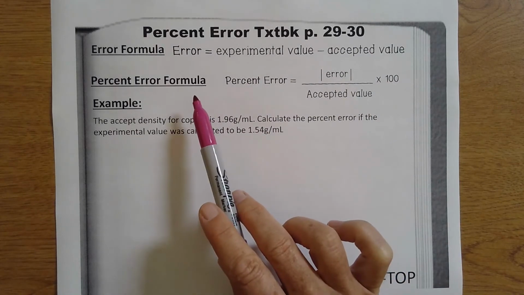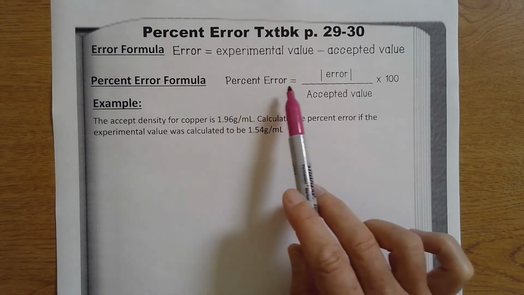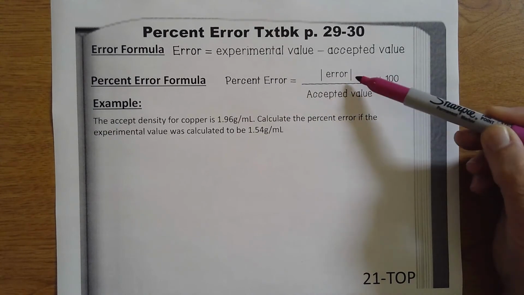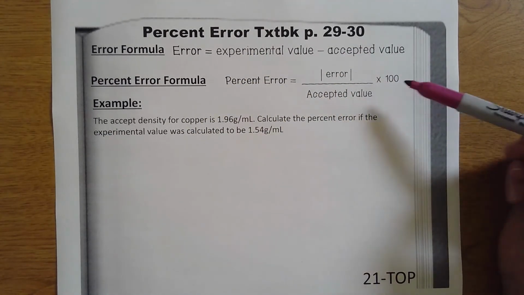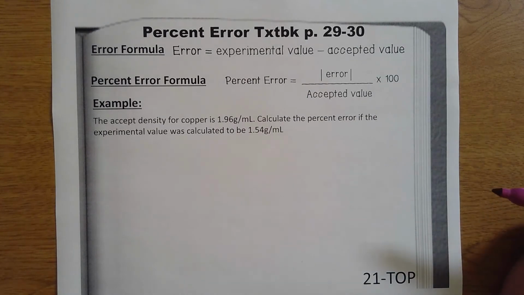And then we have the percent error formula, where the percent error is equal to the absolute value of the error, which is right here, divided by the accepted value times 100.